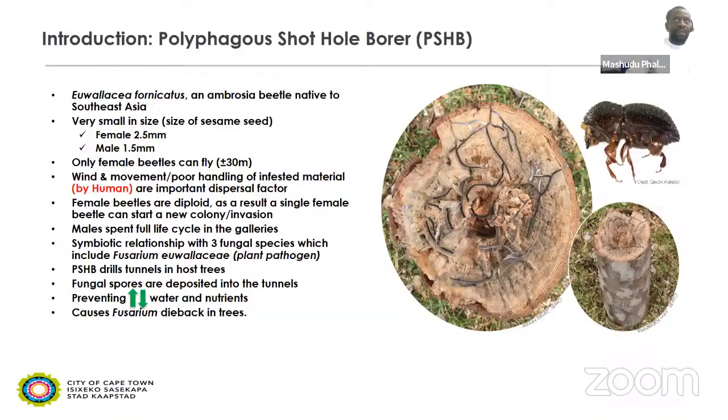Once the beetle and the fungus enter a suitable host, the beetle will drill holes into the tree. You can see in the picture that I've got displayed here, these are the tunnels that the beetle drills in the trunk, going straight into the xylem of the tree. You will see that there are dark spots or dark staining around the stem. That is the spread of the Fusarium euwallaceae pathogen or fungus. Once the beetle and the fungus enter the tree, they impede the movement of water and nutrients within the tree, resulting in the dying of the tree, which we call Fusarium dieback.